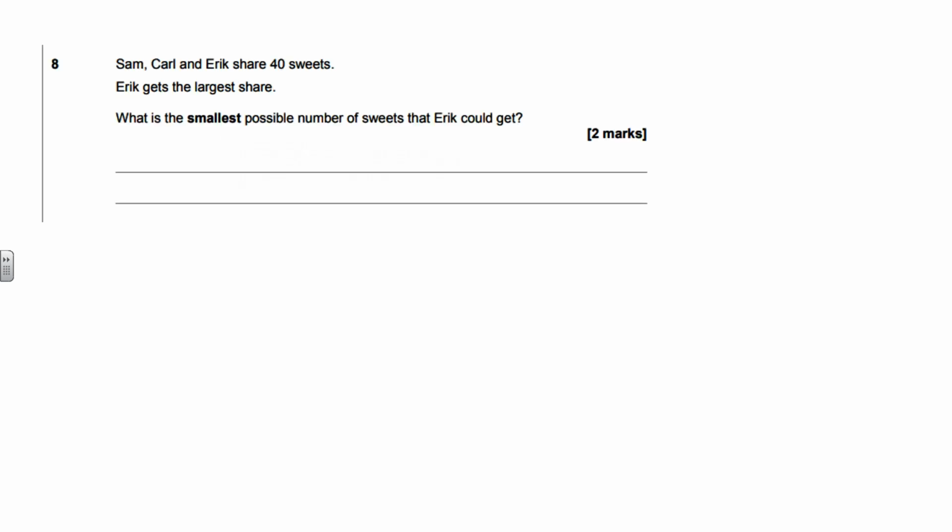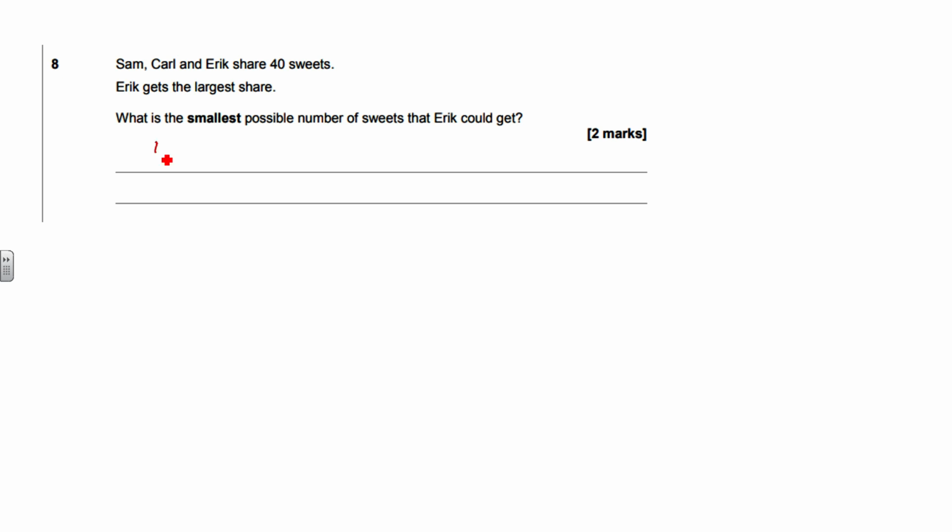Question 8. Sam, Carl and Eric share 40 sweets. Eric gets the largest share. What is the smallest number of sweets that Eric could get? So what we want here is we want Eric to have the biggest amount of sweets of the 3 people, but have the smallest possible number of sweets to achieve that.